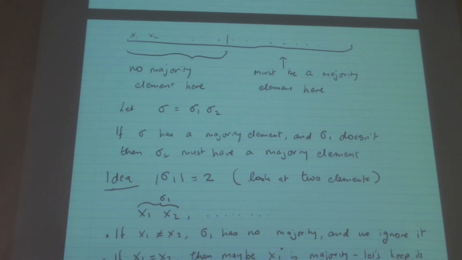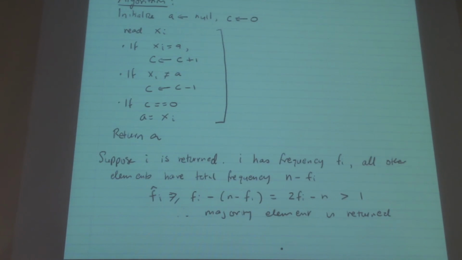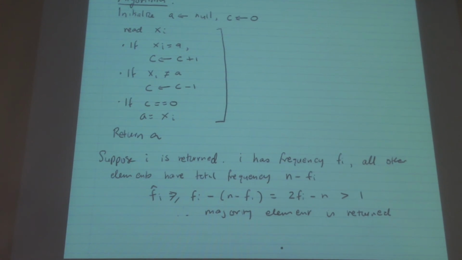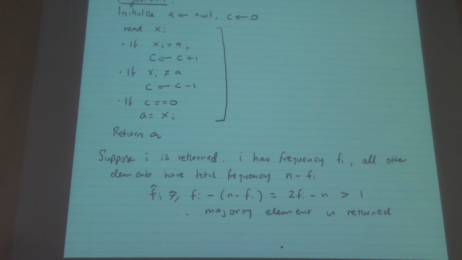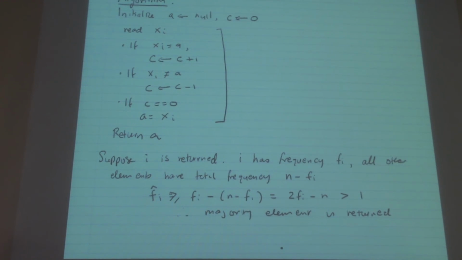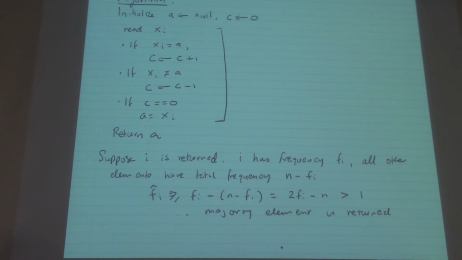So this is the algorithm. You have two storage locations: the storage for the item itself and the storage for its count. You read the first element. If it matches what you have, you increment the count. If it doesn't match, you decrement the count. If the count goes to 0, reset and start all over again. That's what this last step is. And return the element. That's it. You are guaranteed to find the majority element.